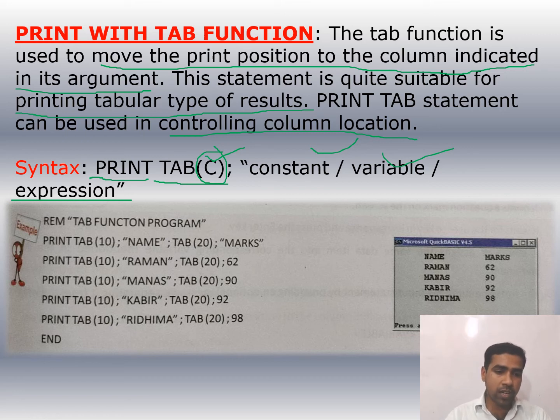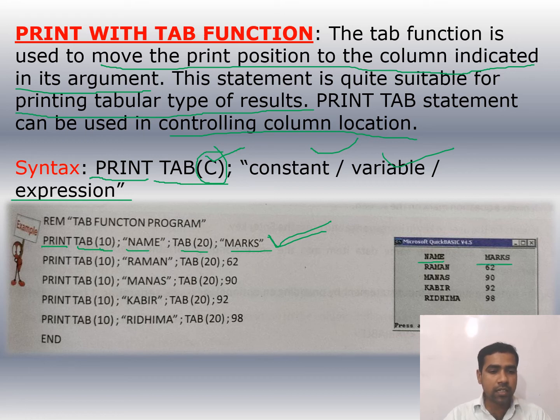So here first, print, then tab, then the column number, that is 10, then name, tab 20, then marks. So here the name will display in one column and the marks will display in another column. This defines the column headings, name on one side, then marks on the other side. Here in the output also you can see, here it is the name and here it is the marks.